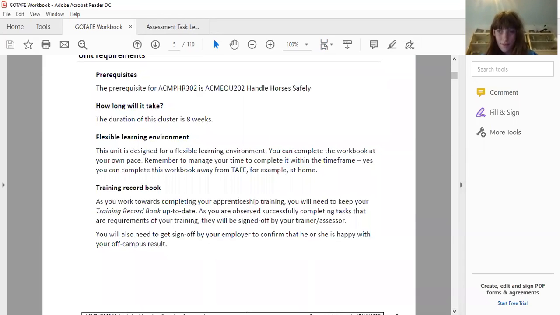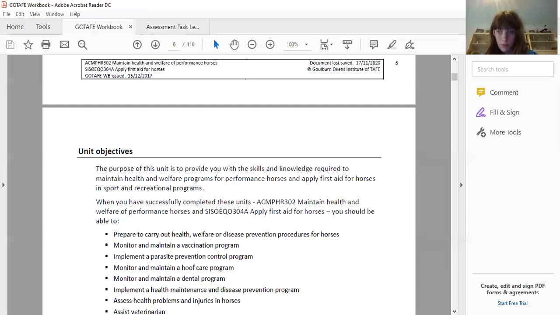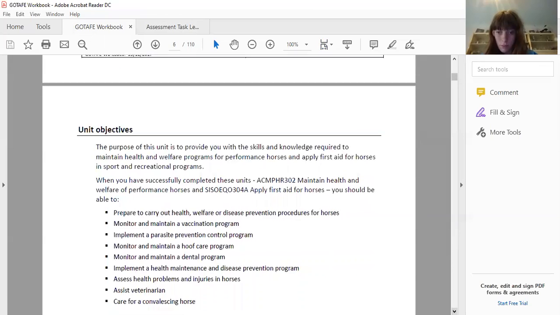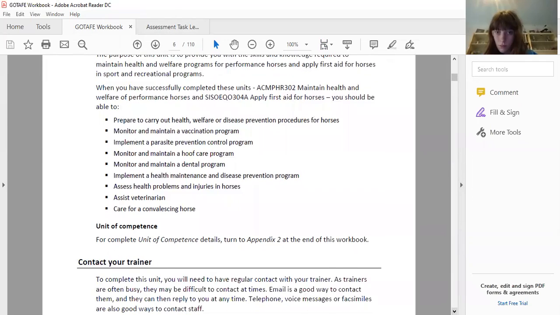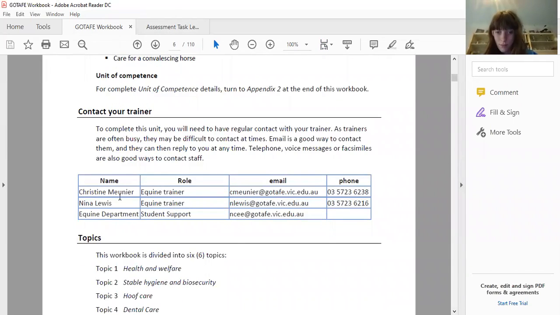But the other 2 assessments, multiple choice within the first month, should be handed in, and assignment within 6 weeks. Unit objectives, that's pretty much a double up of the information that was listed above on page 4. Once you've completed these 2 units, you should be able to, and then it lists the dot points there. Nina's and my contact details are in here, or just the equine department in general. We both have access to that email account, so if you need to contact us at any point, you're welcome to do so.